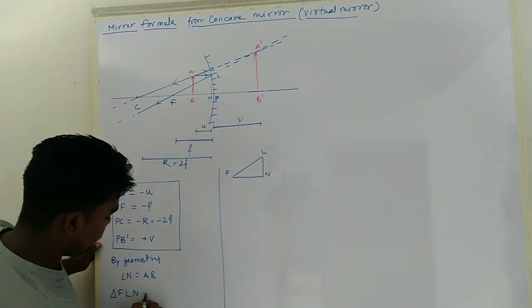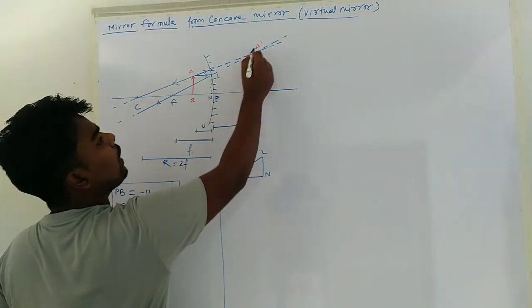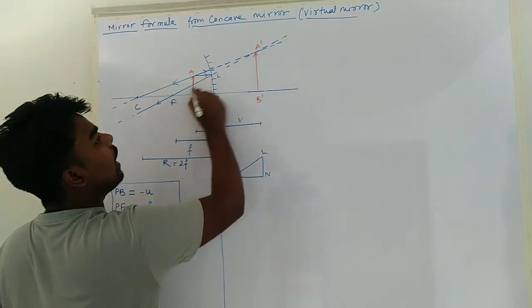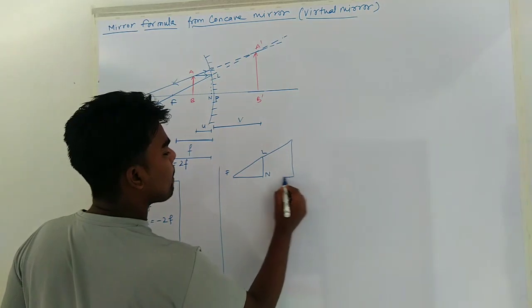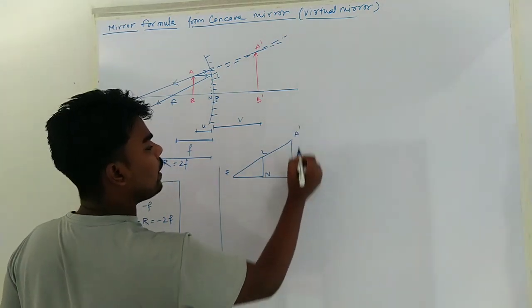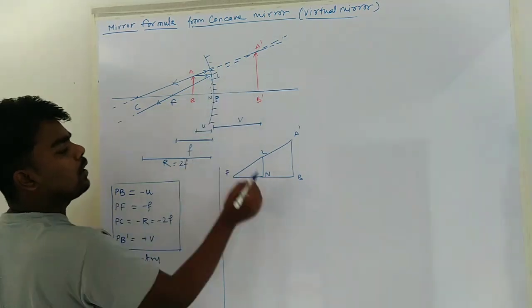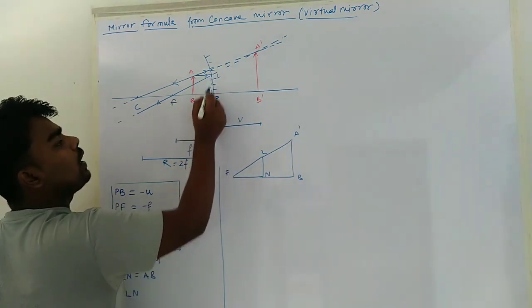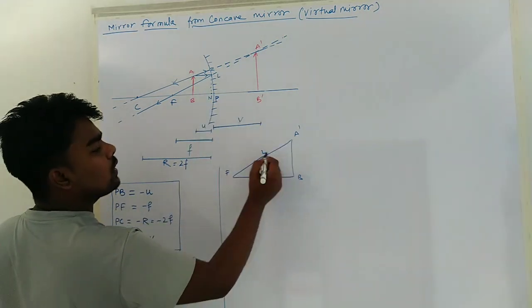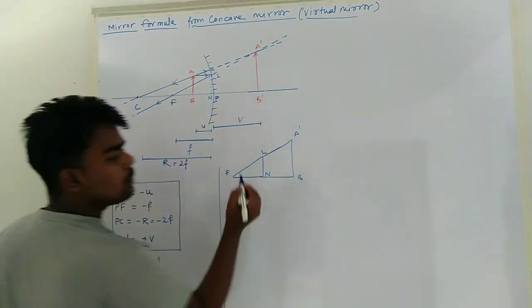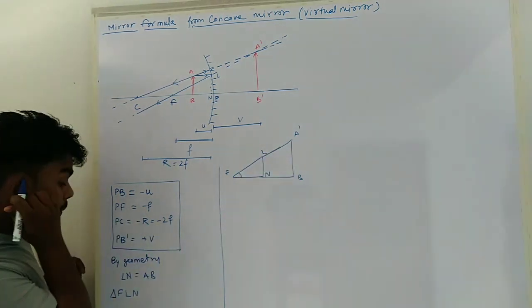This is the first triangle. And another triangle we will take is FA'B'. From this diagram I have drawn them separately: FLN and FA'B'. So what you can say is that both the triangles are similar to each other. How are they similar? This angle is common in both.